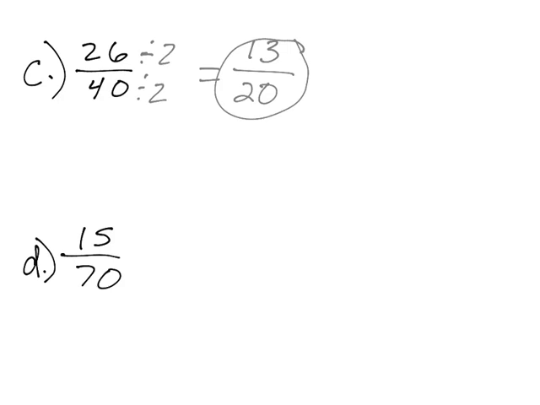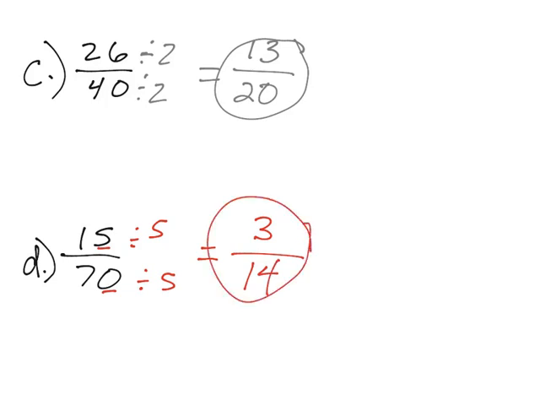Letter D, 15 over 70. Okay, each of these numbers, one ends in 5, one ends in 0. Divisibility rules say they're both reducible by 5. So if I take 15 divided by 5, I get 3. And 70 divided by 5 is 14. 3 does not go into 14. So 3/14 is our simplified fraction.